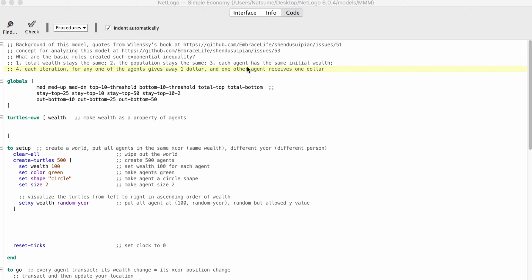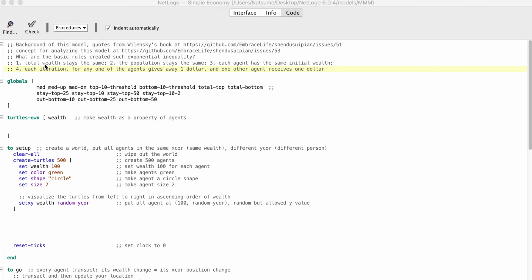Now you may wonder, what are those simple rules that generated the exponential inequality? Let's briefly summarize those basic 4 rules for creating that complex pattern.